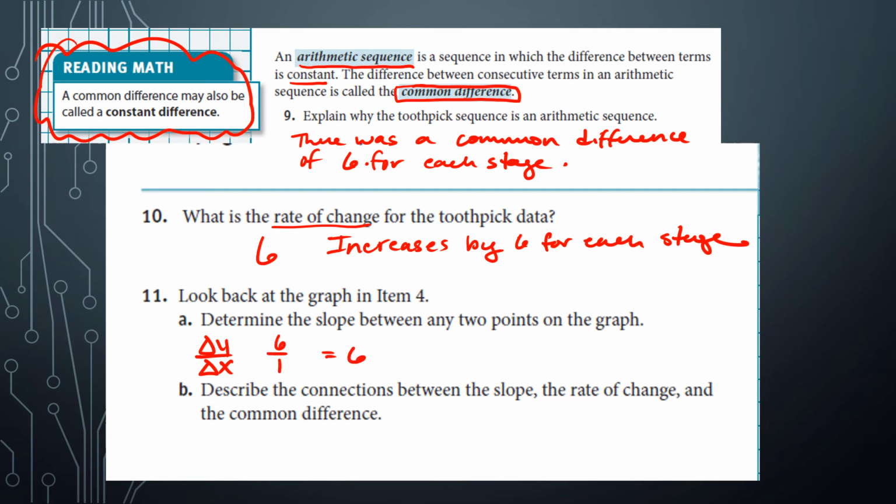So 6. Describe the connections between slope, the rate of change, and the common difference. They are all 6. So they're all the same. They are all equal. The common difference, the rate of change, and the slope are all the same thing in an arithmetic sequence.